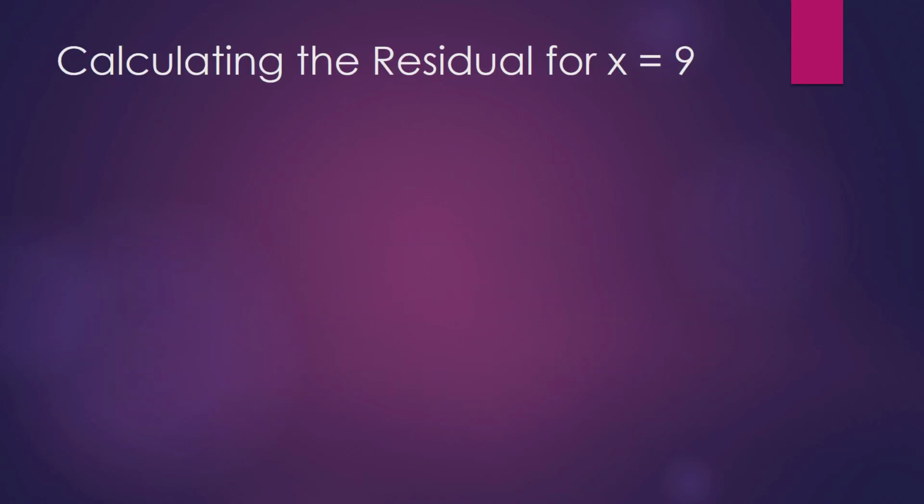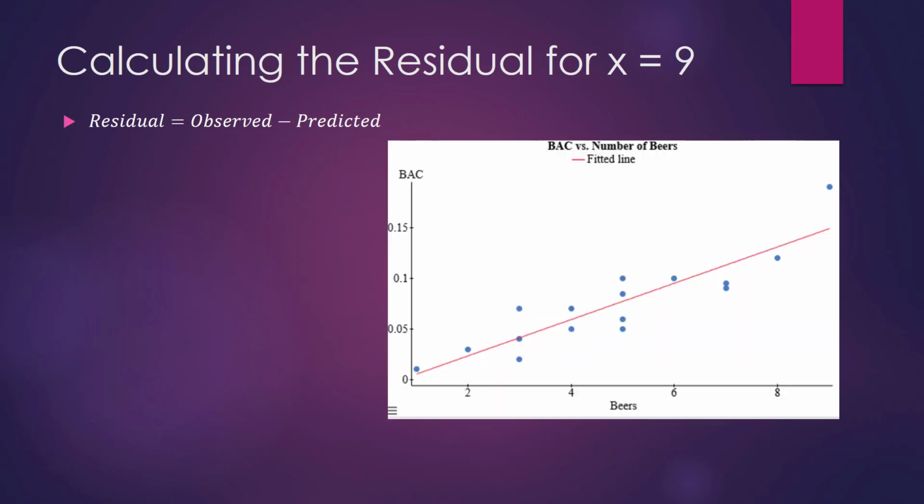Let's calculate the residual in our example for x equals 9 beers. The residual is the observed value minus the predicted value. First, we need to find the observed value. In order to find this exact blood alcohol content associated with this data point, I have to consult my data set. So remember, my data set is in StatCrunch. I'm going to go over to StatCrunch right now, and I'm going to find the data point for x equals 9.